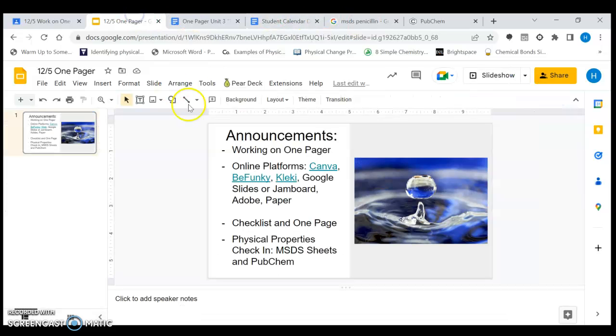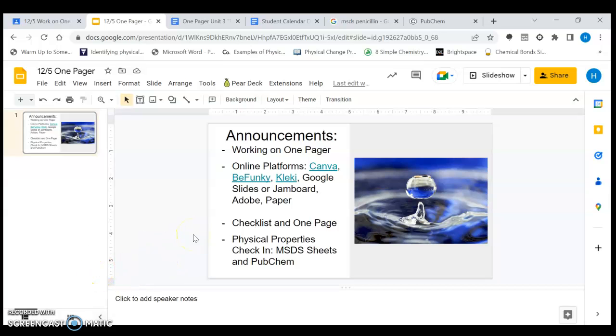If you would like to use an online template like any of these, Canva, I've used Slides and Jamboard and Adobe. I have not used BeFunky or Clicky, but those are recommendations from your peers. Please feel free to use them. The idea is just, again, that everything is going on one page.